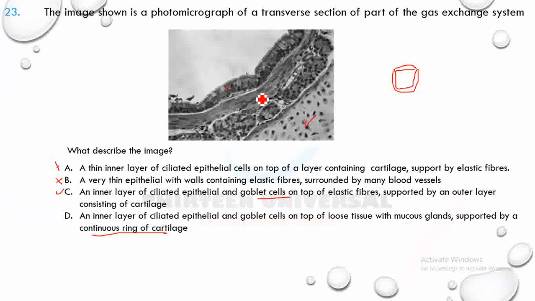This is smooth muscle here. This is ciliated epithelium. This is smooth muscle. So this shows smooth muscle and cartilage. This must be bronchus. So it's not trachea. All right, so C is the answer.